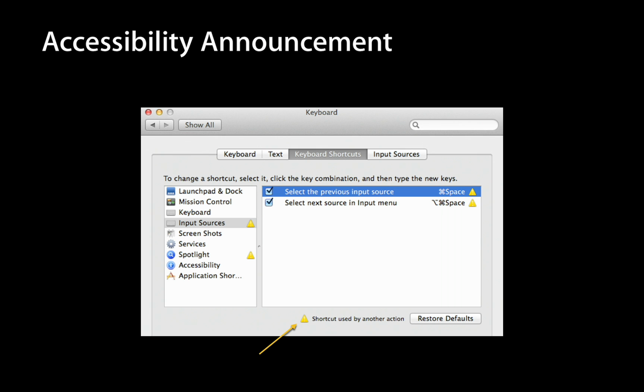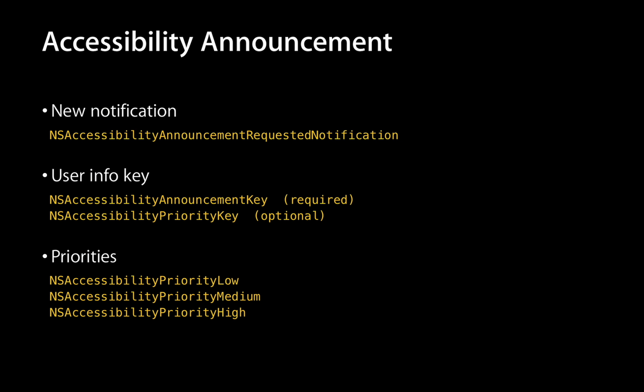So to help you make the experience the same for every user, we've introduced a new notification called Announcement Requested Notification. It takes an announcement key, so you could pass in a string of what you want the assistive software to announce. So with that information, once you post that, VoiceOver can then either determine to speak it, output to Braille, or do something about it. Now, not every announcement has the same priority. So we also have a new priority key that you could pass in to determine the priority. We've predefined some priorities for you: low, medium, and high.